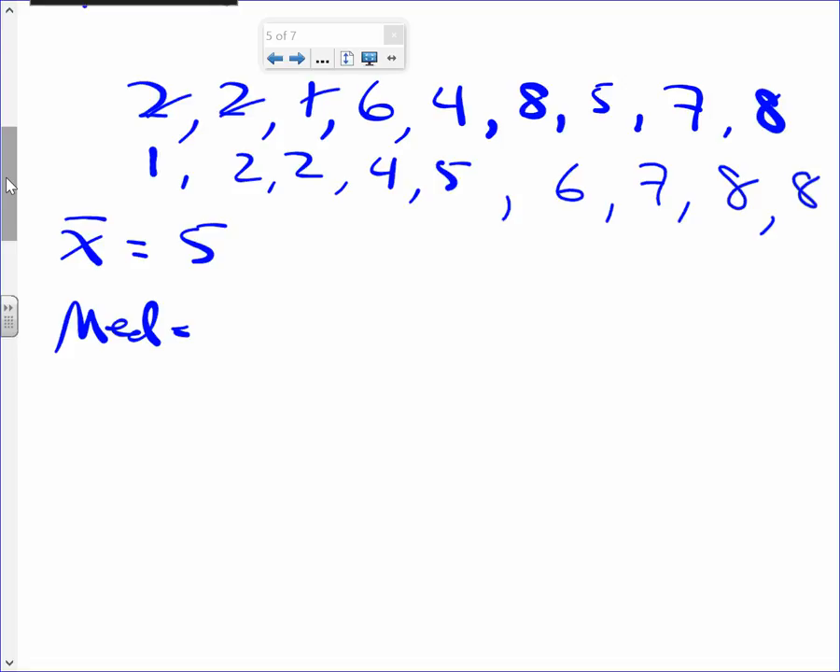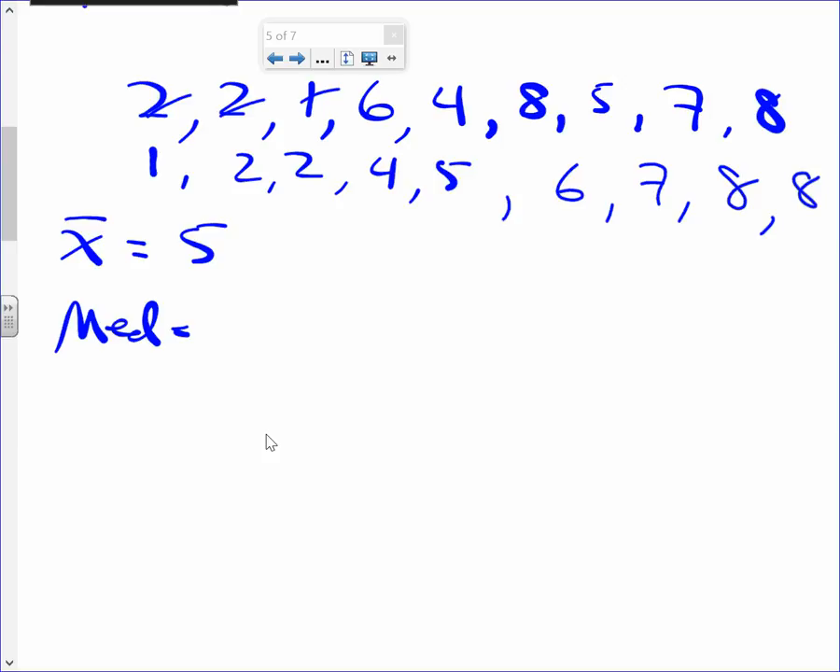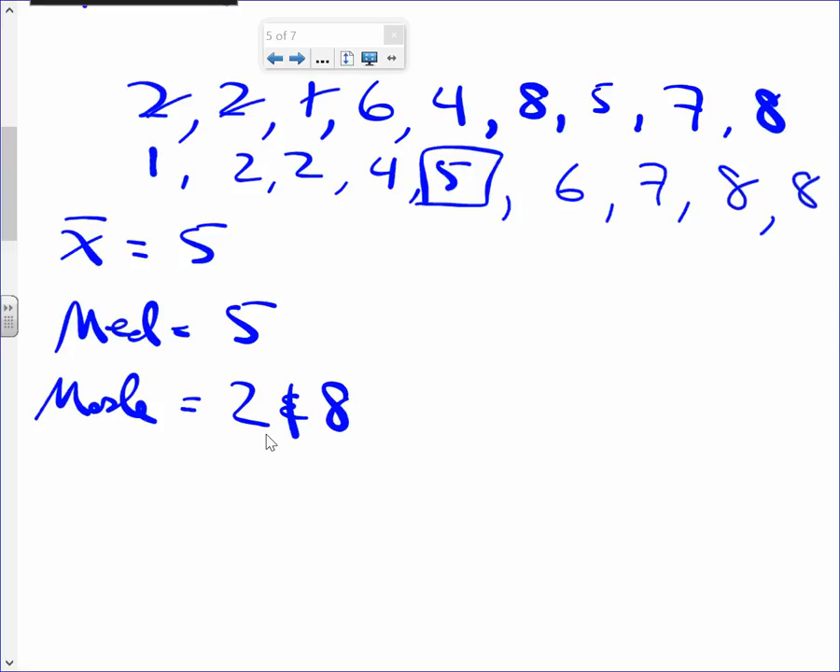Median then. Exact middle number, huh? Yep, it's going to be 5. And then let's do mode. 2 and 8 is bimodal data, we call it. Bimodal is two modes, 2 and 8, bimodal. So far, so good. Measures.